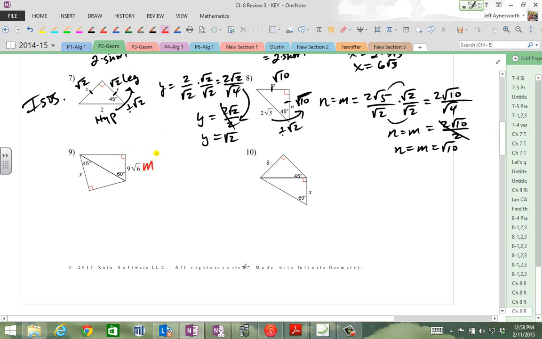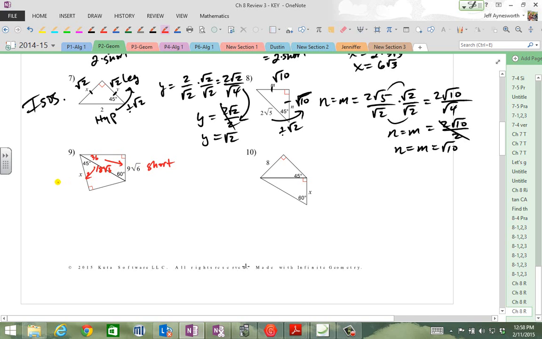Okay, so here we go. We got a 30, 60, 90 here, and opposite of the 30-degree angle is the short side. So the question is how do we get from the short side to the hypotenuse here? Well, I know the hypotenuse on the 30, 60, 90 is always 2 times as long, so this is 18 root 6. You've got to double it. 2 times the short side is the hypotenuse.